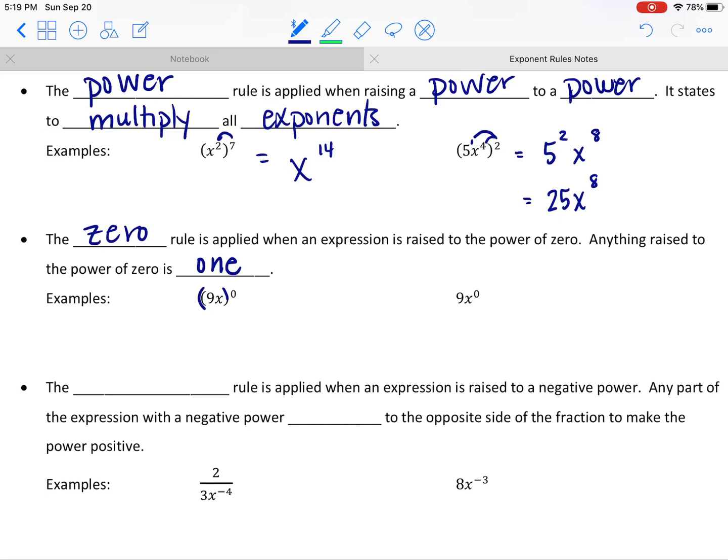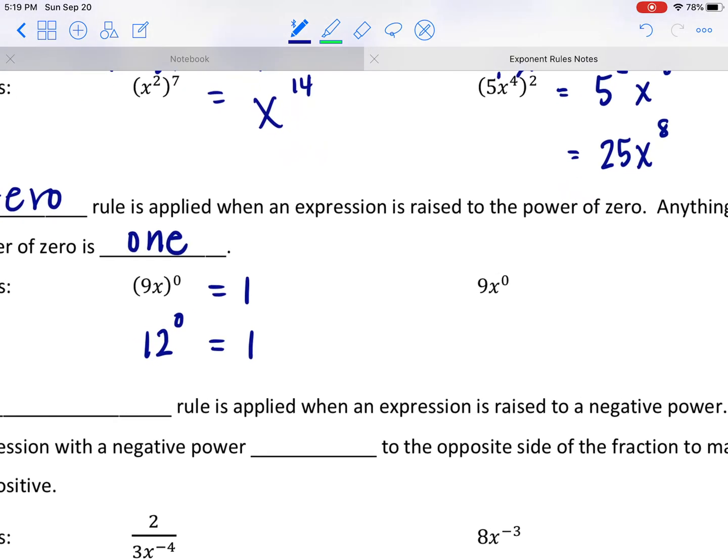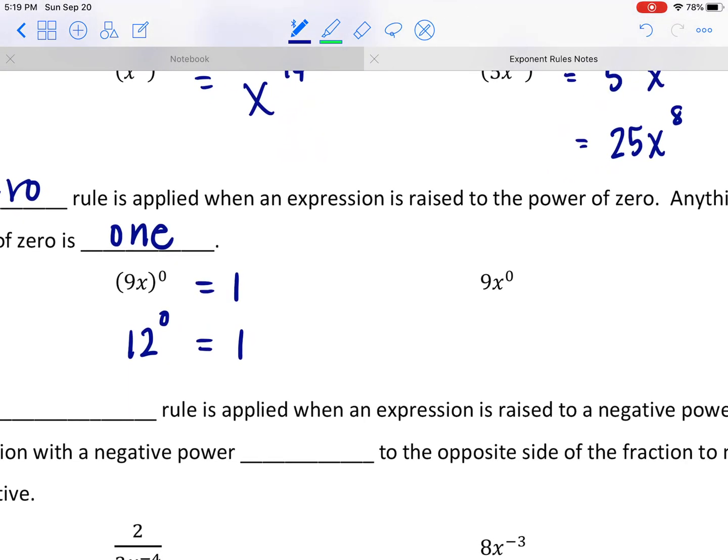So if I take 9x, this entire quantity, and raise it to the power of 0, then the entire quantity becomes a 1. Or if I take the number 12 and I raise it to the power of 0, the entire quantity becomes 1. Now be careful. If I take the parentheses away, then the 0 here in the first problem applied to the entire quantity. In this next example, the 0 only applies to the x, not to the 9.